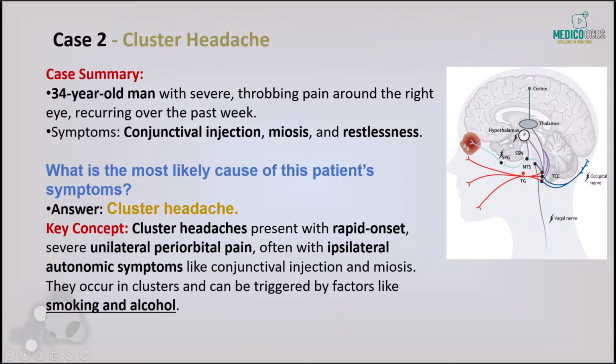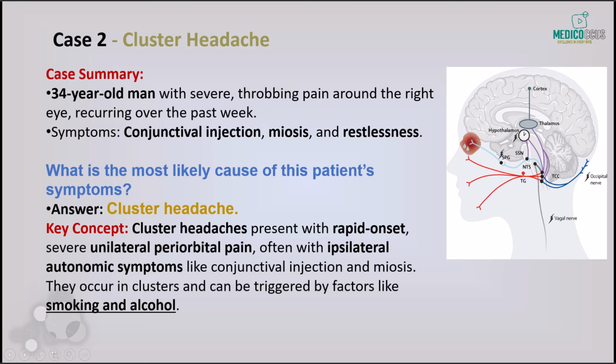Now let's dive into this next case. We have a 34-year-old man who's dealing with a particularly severe type of headache. He describes a throbbing pain concentrated around his right eye, and here's an important detail. It's been waking him up from sleep over the past week. The episodes last about 20 to 30 minutes each time, which already points us toward a specific diagnosis.